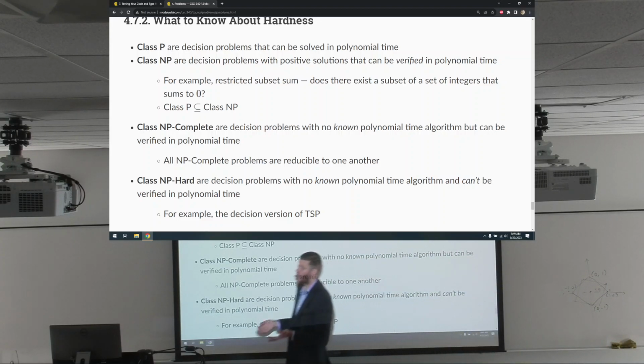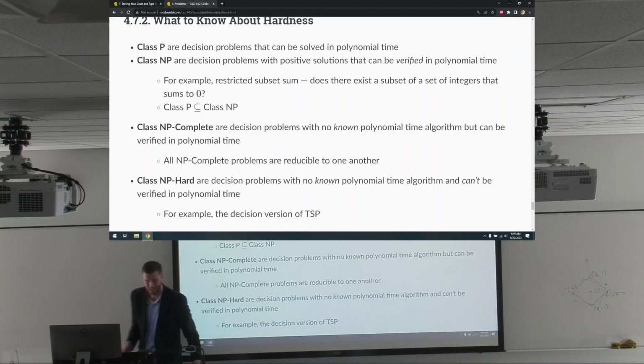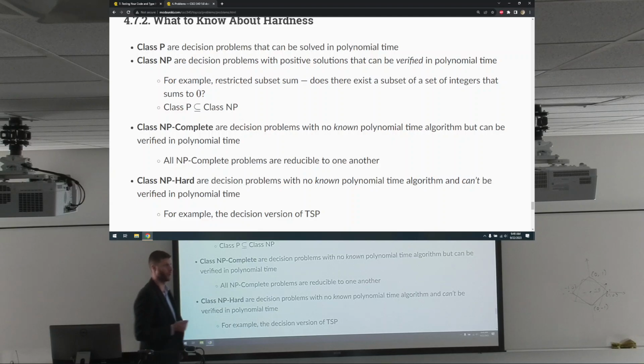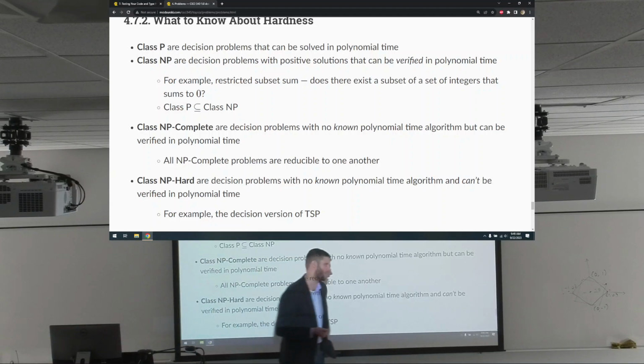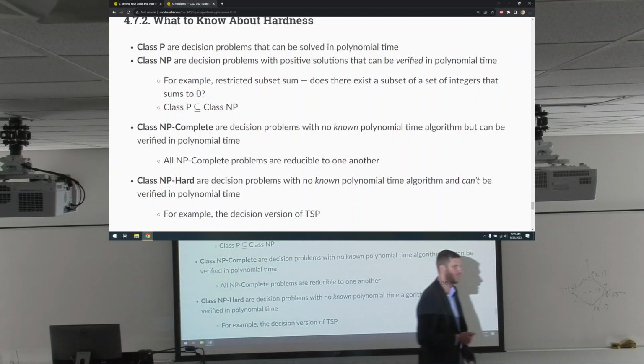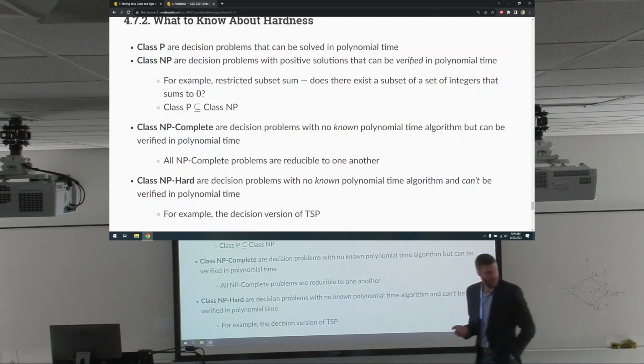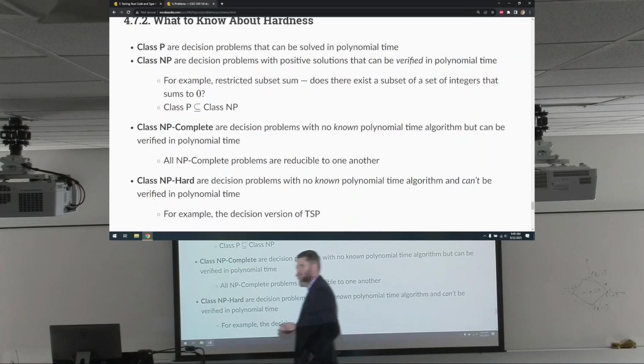And then there's NP-hard. These are the real big tough ones. These are decision problems with no known polynomial time algorithm, and you can't verify them in polynomial time. For example, the decision version of TSP.